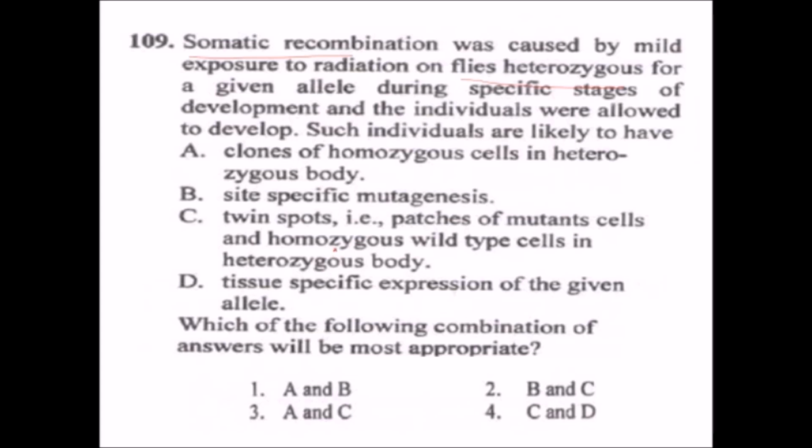Not all the genes will be mutated. So it may be possible that there are twin spots, or patches of mutant cells and homozygous wild type cells in the heterozygous body, and the other is a clone of homozygous cells in the heterozygous body. Both are almost the same statement but in a different way. So the answer will be A and C, or number 3.